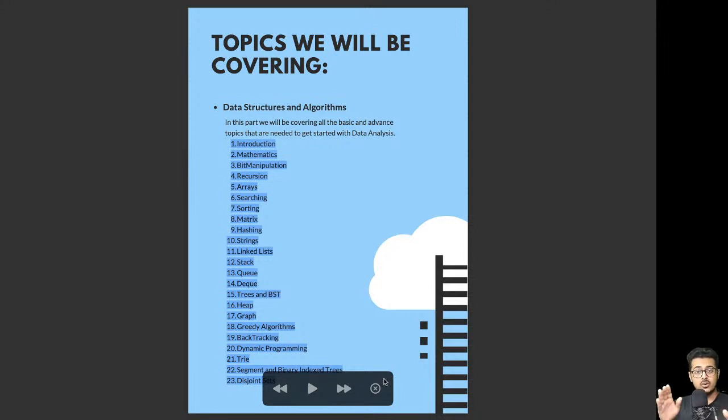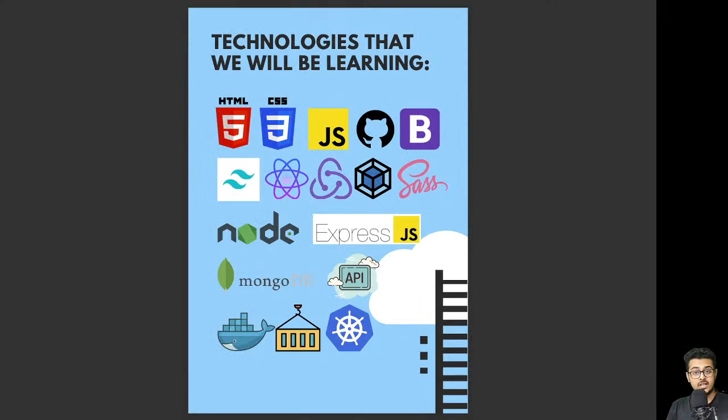Take this as a roadmap of what you need to do and follow to become a full stack web developer or an SDE as well. This will work for both of them. Okay, now that is for data structures and algorithms. Moving further to the technologies that you'll be learning in the entire training program.